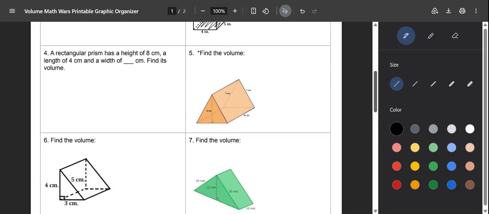Number 4 is another you do problem. A rectangular prism has a height of 8 centimeters, a length of 4 centimeters, and a width of 3 centimeters. Find its volume. Please find that volume and press pause while you're working. Press play when you're ready to come back and check your answer.